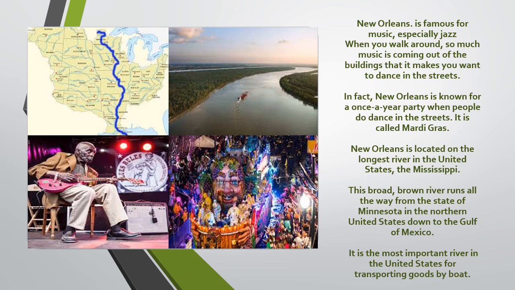New Orleans is located on the longest river in the United States. Can you remember what that's called? Yes, the Mississippi. This broad brown river runs all the way from the state of Minnesota in the northern United States down to the Gulf of Mexico. It is the most important river in the United States for transporting goods by boat. So you can see a picture of the river there on the left.